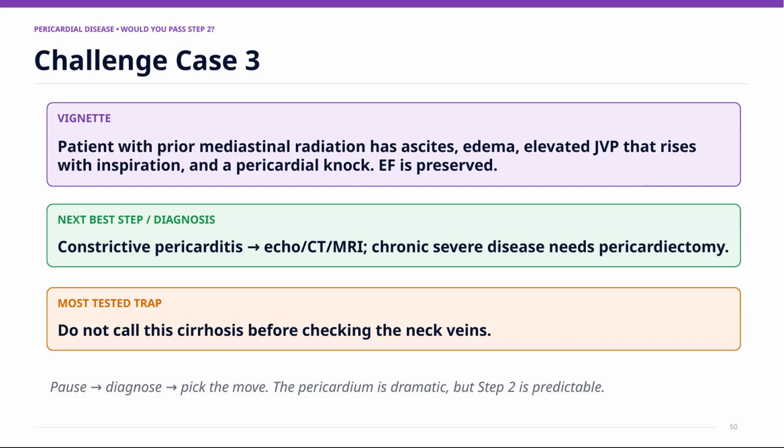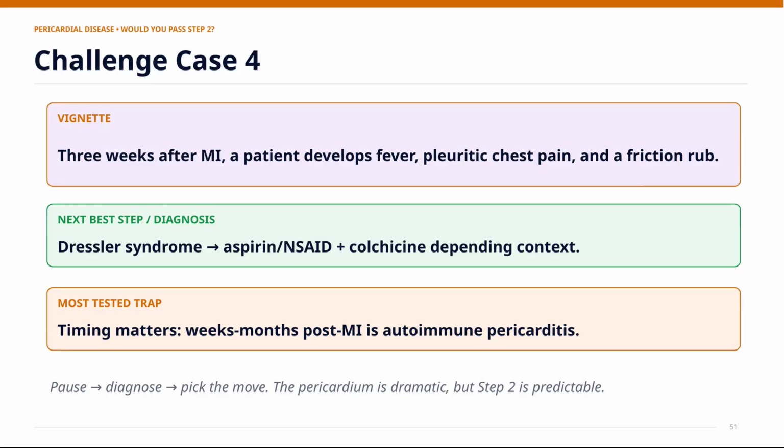Case 3. A patient with a history of mediastinal radiation presents with ascites, edema, an elevated JVP that rises with inspiration, and a pericardial knock. Ejection fraction is preserved. The move? Constrictive pericarditis. Echo, CT, or MRI to confirm, and pericardiectomy if it's chronic and severe. The trap? Do not call this cirrhosis before you've checked the neck veins.